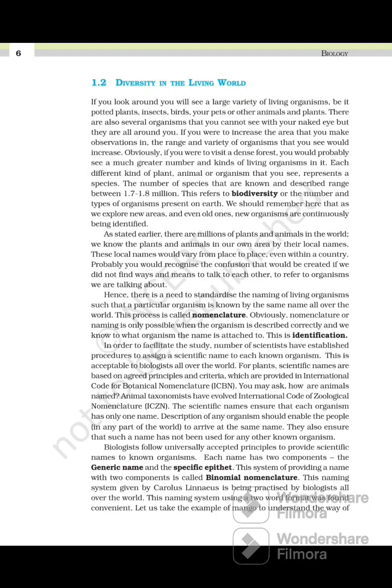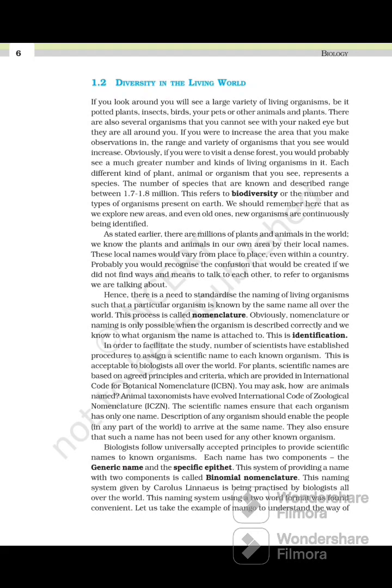Each different kind of plant, animal, or organism that you see represents a species. The number of species that are known and described ranges between 1.7 to 1.8 million. This refers to biodiversity, or the number and type of organisms present on Earth. We should remember here that as we explore new areas and even old ones, new organisms are continuously being identified.